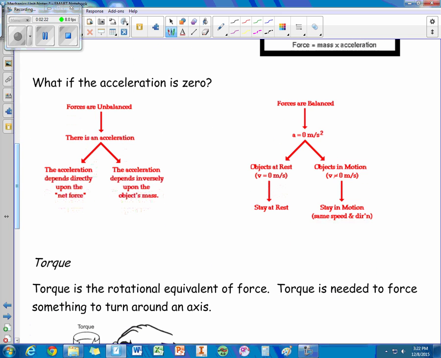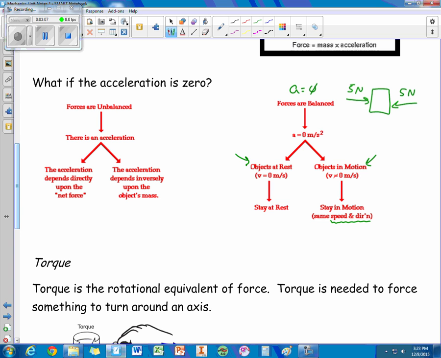So what if acceleration were 0? Well, if acceleration were 0, we would say the forces would be balanced. So if the forces are balanced, that means that if I have an object, and if I have 5 newtons pushing one way, 5 newtons pushing that way, the forces would be balanced. They would cancel each other out, and the acceleration would be 0. That means the object would either be at rest, or the object is in motion. If it is in motion, it has to maintain the same speed and direction.